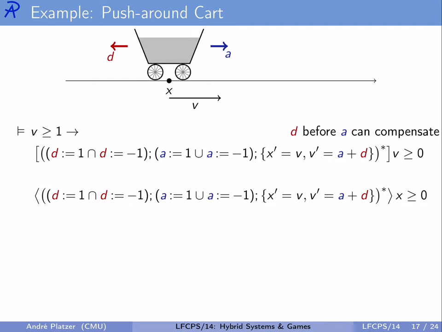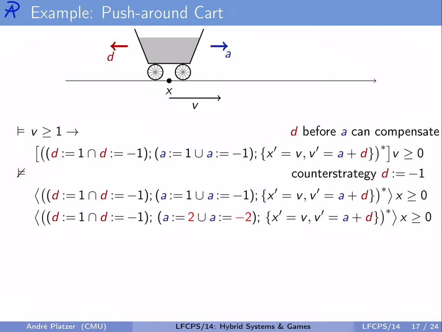What if, without any assumptions, we simply ask, is it possible in this push-around-cart game, does Angel have a winning strategy to get to a state where x is greater or equal to 0? No, she does not, because Demon can play the counter-strategy, even if he doesn't know what Angel is playing, to always play minus 1 for his value, so that even if Angel is adding 1 to that, v prime will still be 0 all the time, which means unless the position has already been above 0 in the beginning, it will never actually be greater or equal to 0. So there's a counter strategy. This formula is not valid.